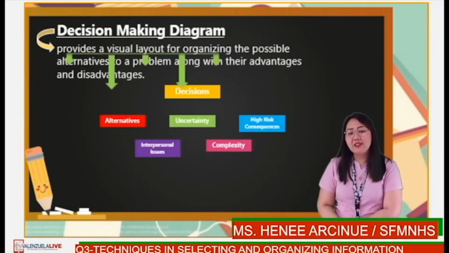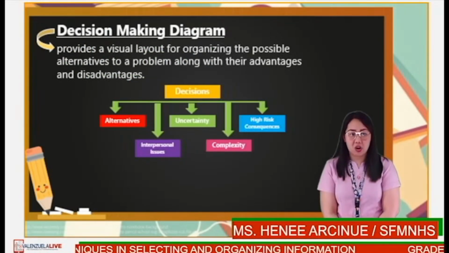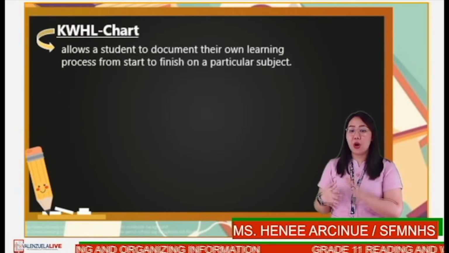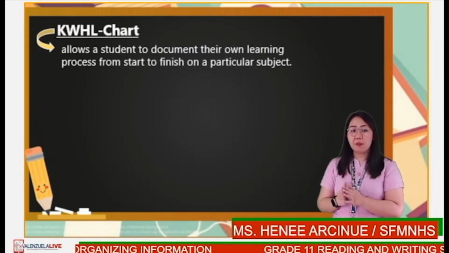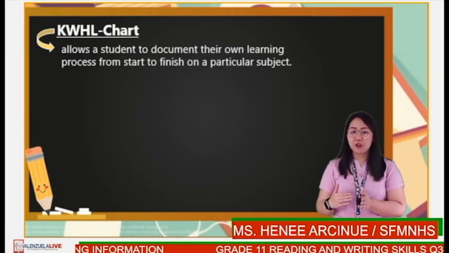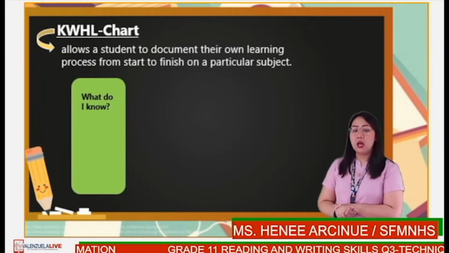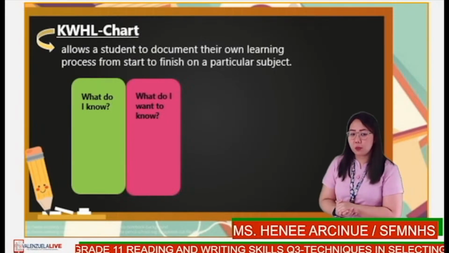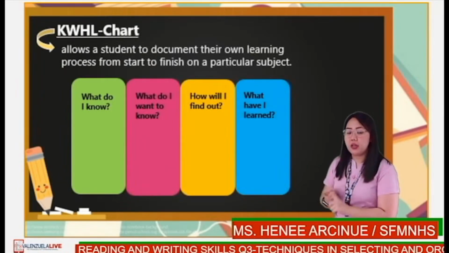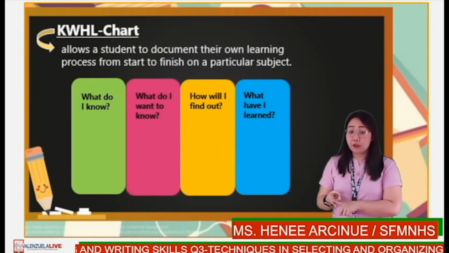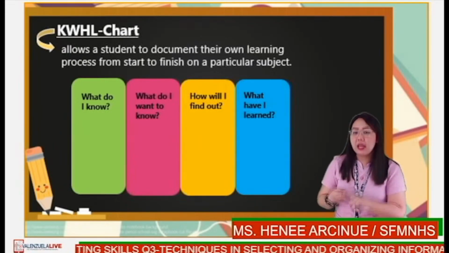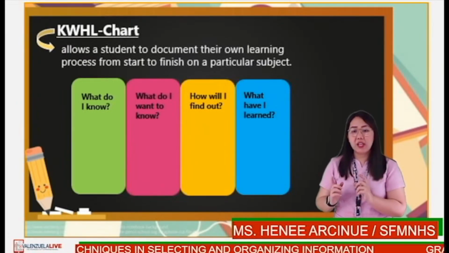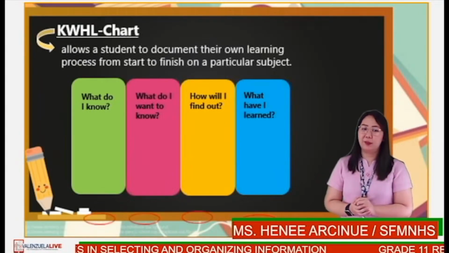Next is the KWHL chart. This allows a student to document their own learning process from start to finish on a particular subject. The letters stand for the steps in the process, which mean what I already know, what I want to learn or to know, how will I find out, and what I have learned. Sometimes, H in KWHL chart can be optional.